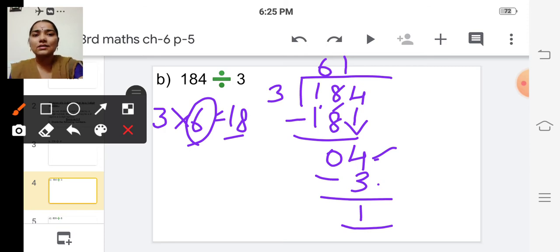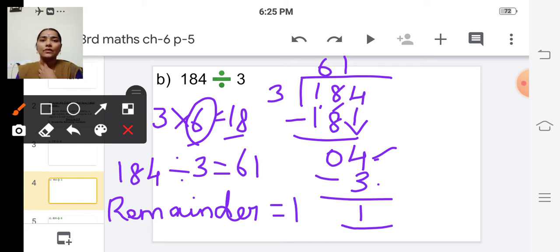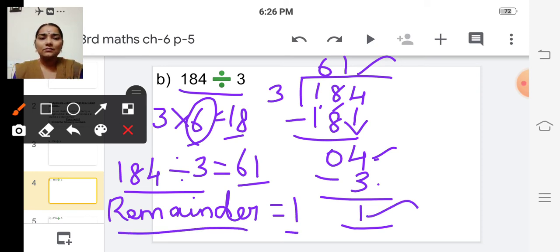Okay. So the answer is 184 divided by 3 is equal to 61, and the remainder is 1. 61 is the quotient. Quotient is the answer, isn't it? So 61 and the remainder is 1. Okay. Is it clear?